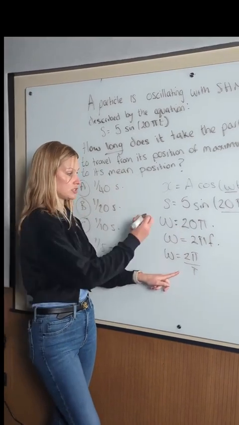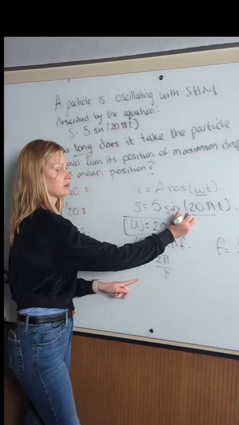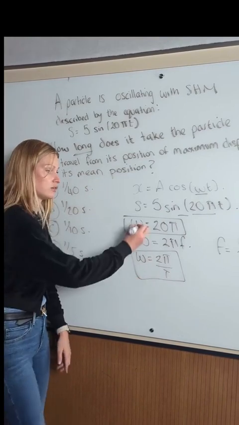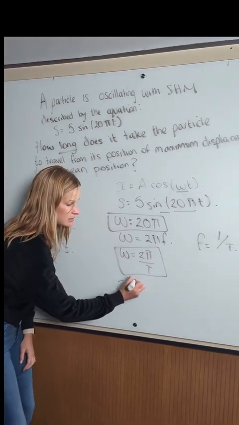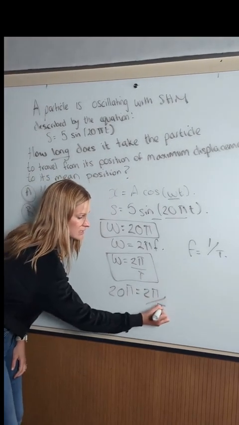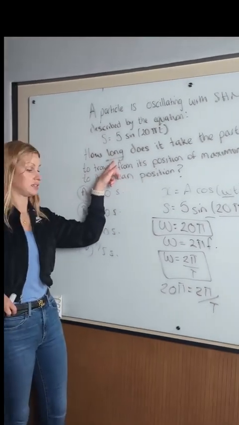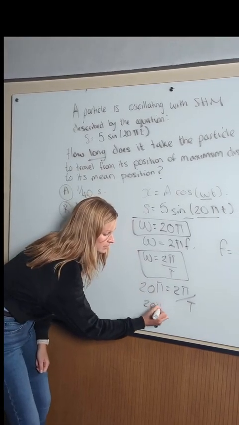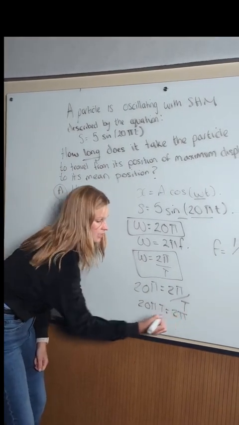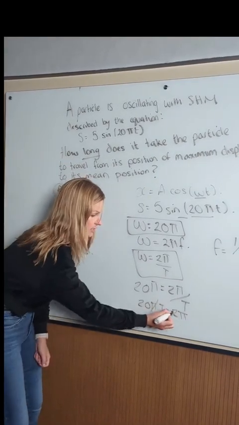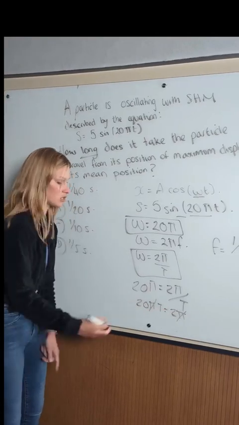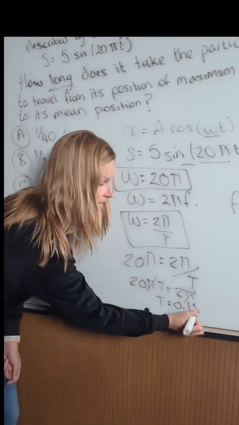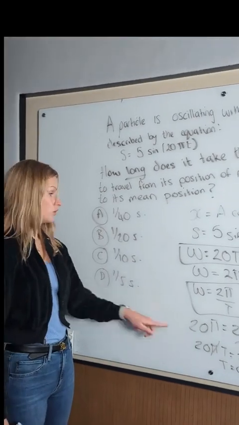So now I compare my two equations. So I have W equals 20 pi from the initial equation, which must be equal to 2 pi over t. So I'm going to write that down. So I have 20 pi equals 2 pi over t. And the whole point is that I'm trying to find t. So what I do then is I can multiply both sides by t to get 20 pi times t is 2 pi. I can divide both sides by pi to get rid of it and divide both sides by 20 so that I have t is 2 divided by 20, which is 0.1 seconds, okay, or 1 over 10.